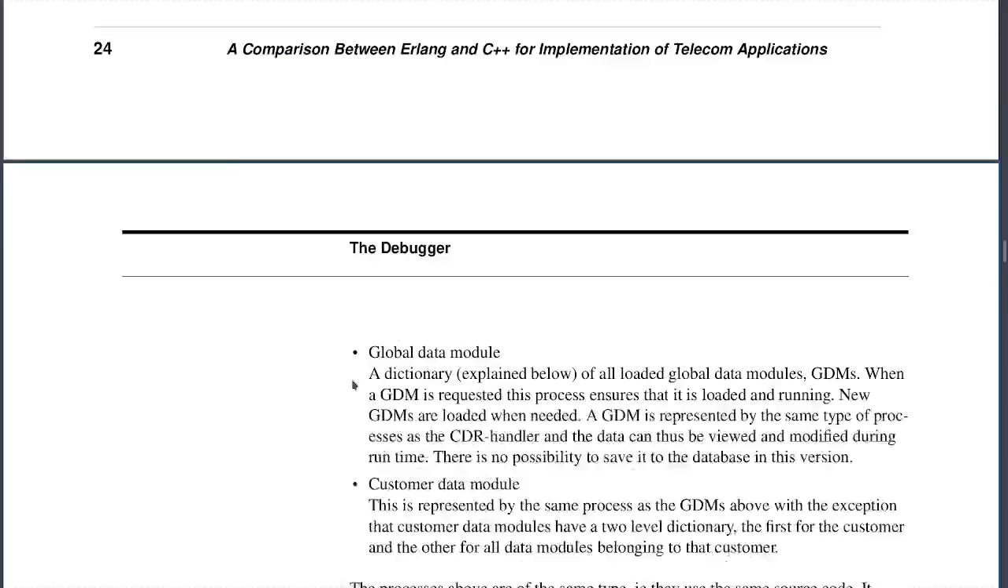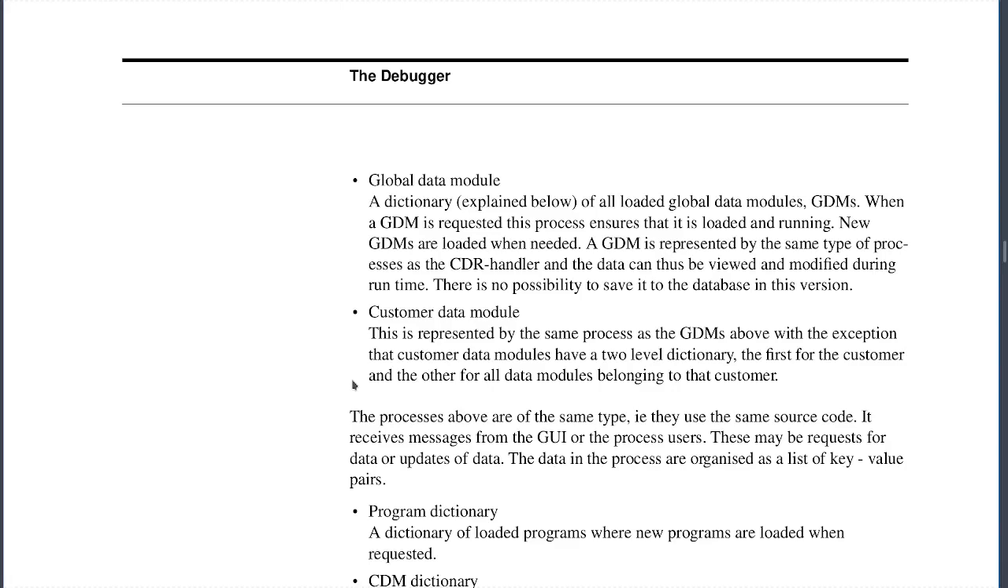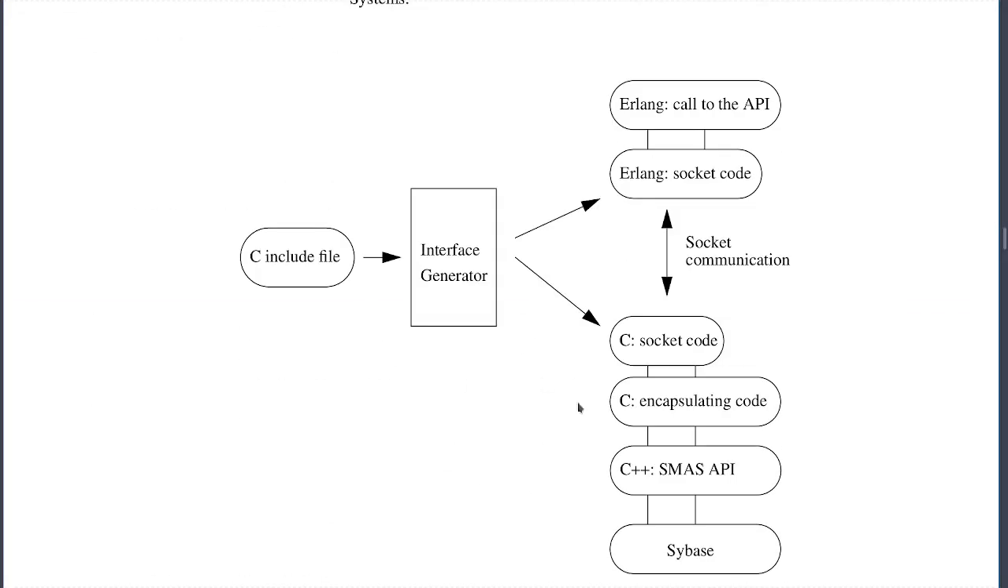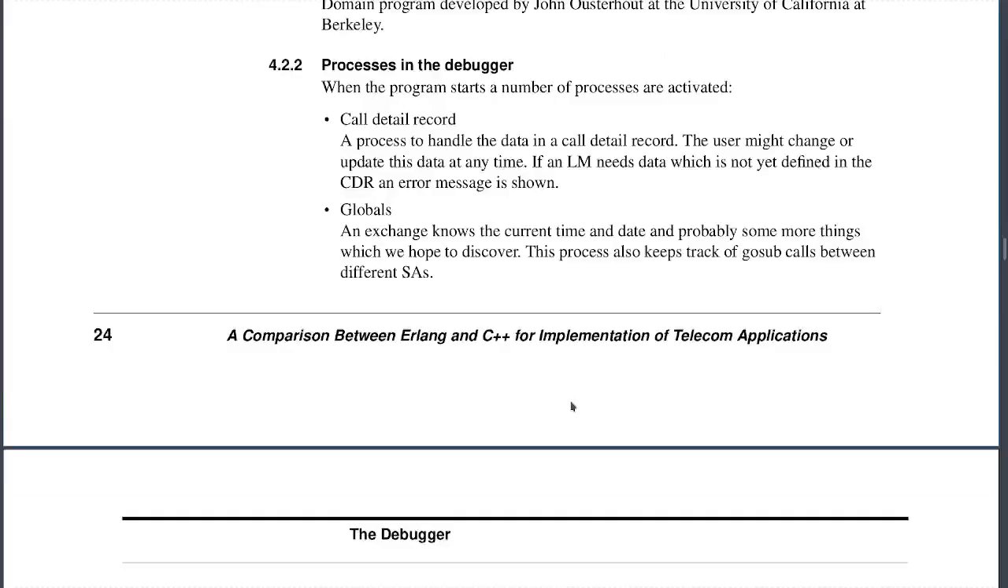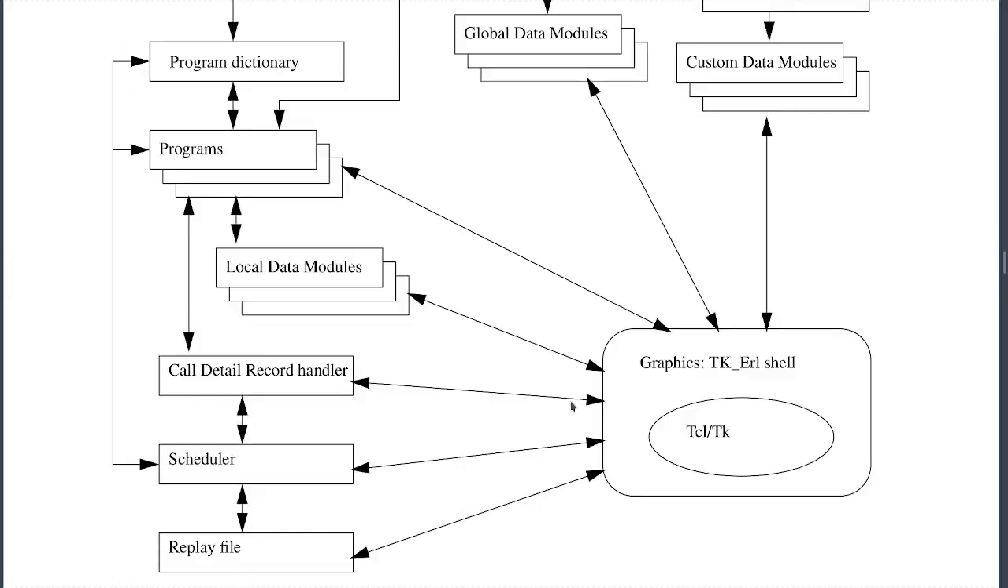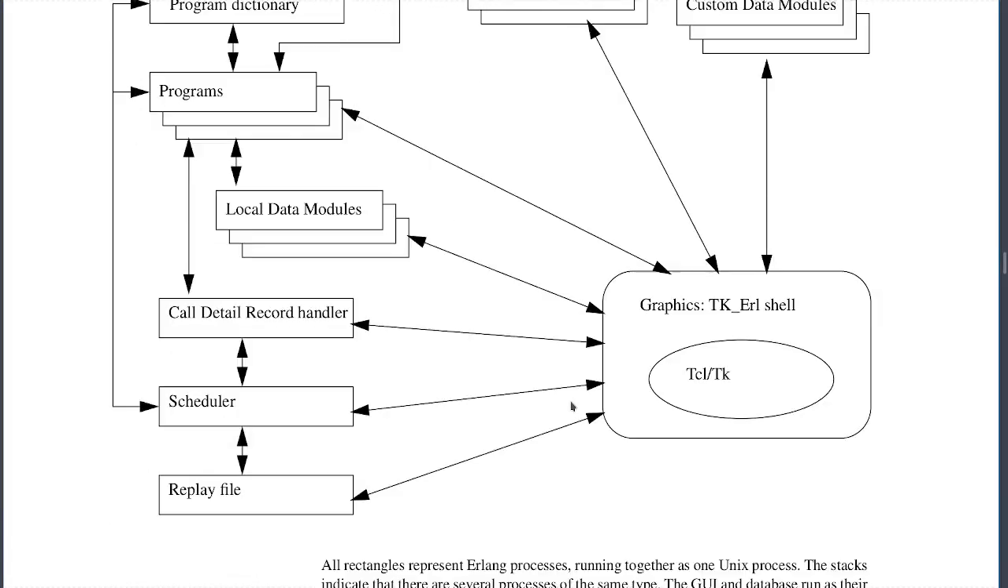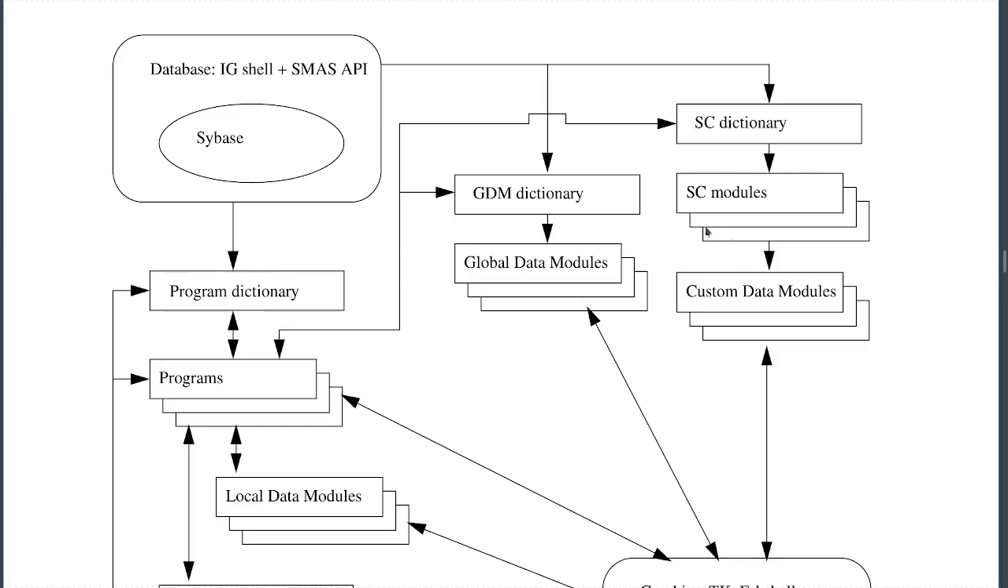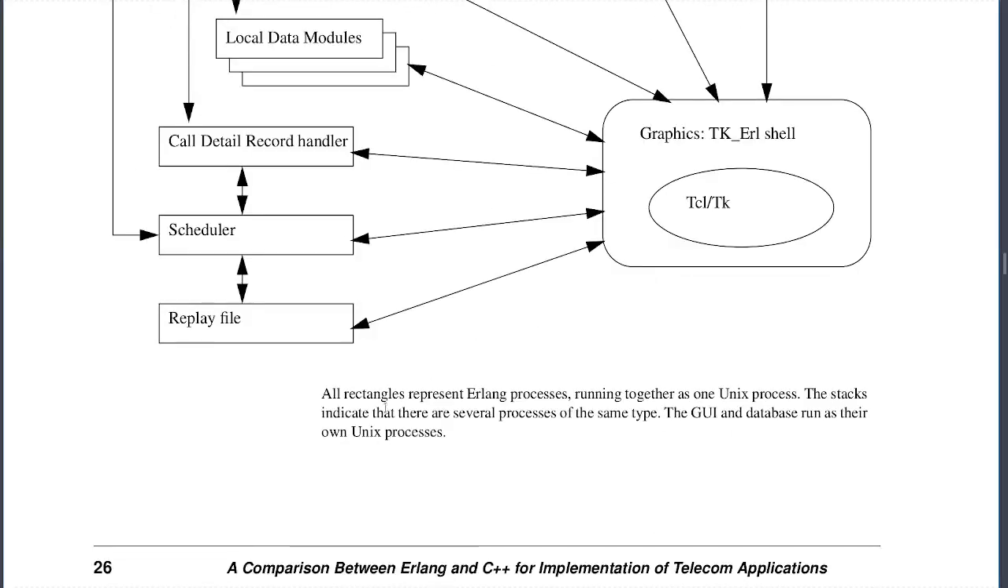Okay. So we have a lot of different processes dealing with the data coming, I think, from the SMAS and the C code. Let's move on. We have the database handler and we have the process for the graphical interfaces, I guess. So we have the TCL/TK and we have the different ways to connect to each part of the program. That's kind of complex, to be honest with you. All rectangles represent Erlang processes, running together as one Unix process. The stack indicates that there are several processes of the same type. The graphical user interface and database run as their own Unix processes.